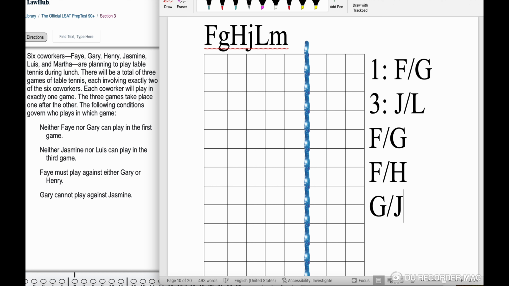So right now we have the conditions that I just wrote down, that neither F or J can play in the first game. And the way I'm going to do that, I'm just going to put it in red right here. I'm going to cross out F or J. Neither J nor L can play the third game. So the way I'm going to do that, I'm going to go ahead and cross it out. The last condition is that G cannot play against J. So what I'm going to do is I'm going to cross that out. And then this is going to be the third condition right here. So it's either F versus G, F versus H. And that's the way it's going to be for the conditions I have written down right there.